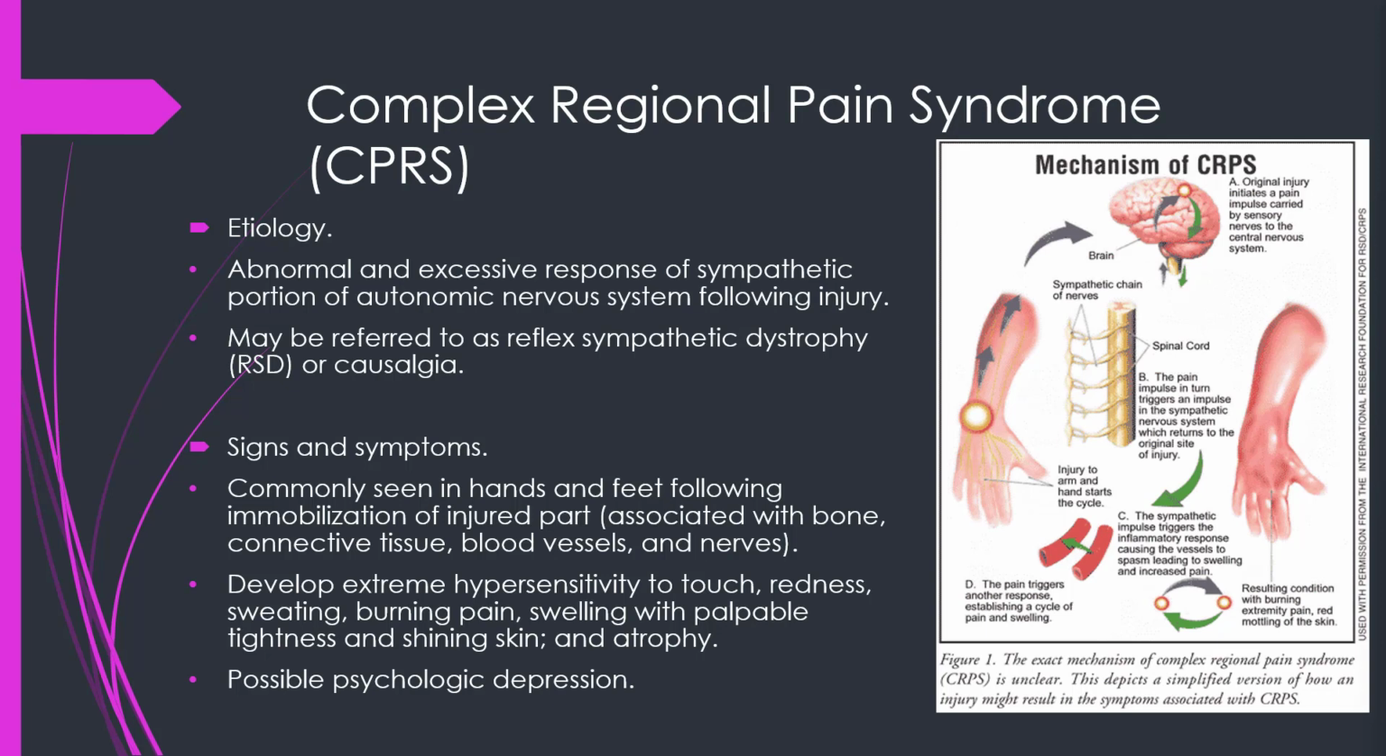CRPS is commonly seen in the hands and feet following immobilization of an injured part, associated with bone, connective tissue, blood vessels, and nerves. The development of extreme hypersensitivity to touch, redness, sweating, burning pain, swelling with palpable tightness, and shiny skin. The individual will likely have atrophy of that area as well. There may be an associated psychological depression that occurs at the same time.